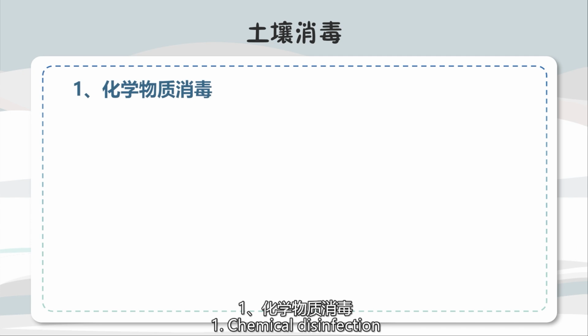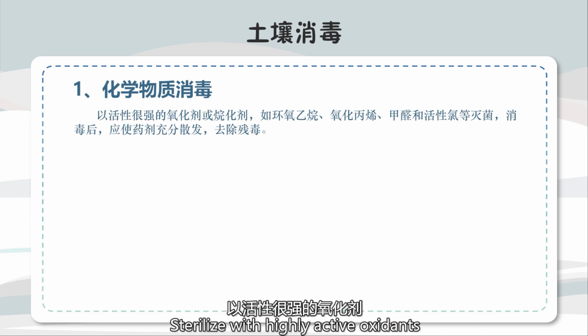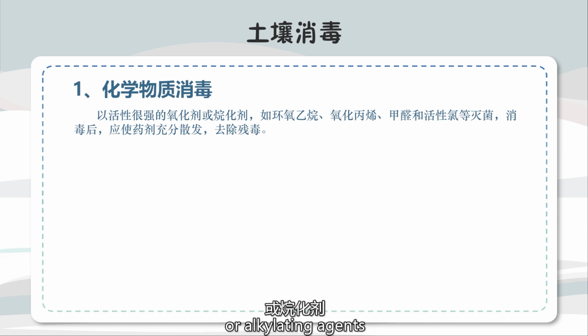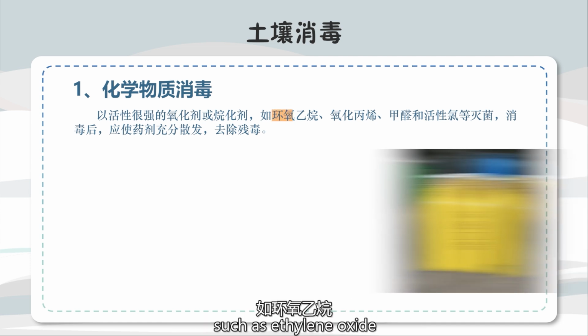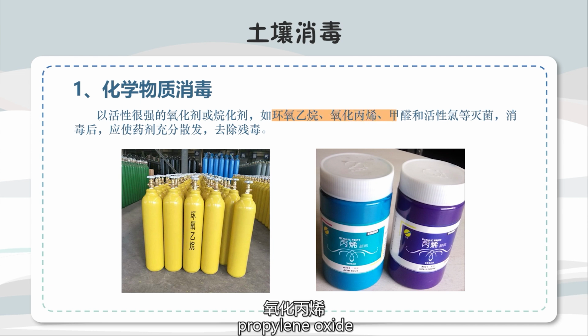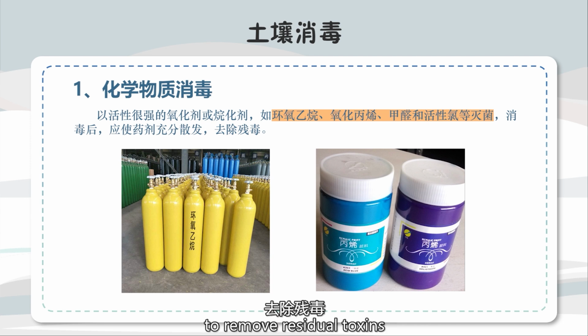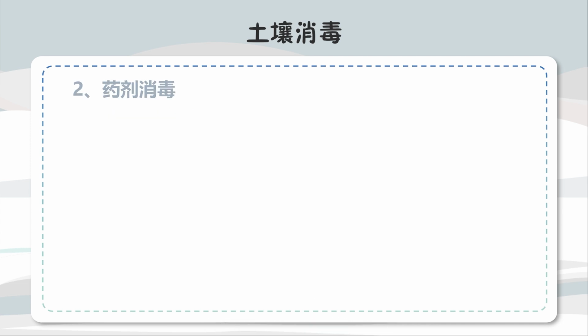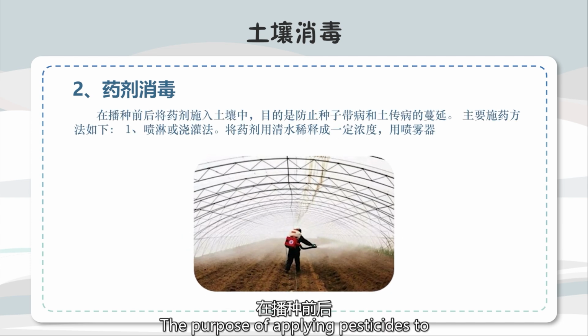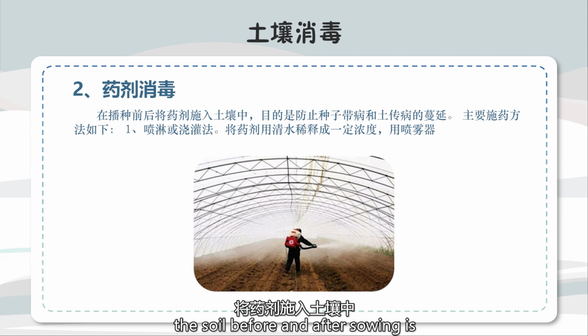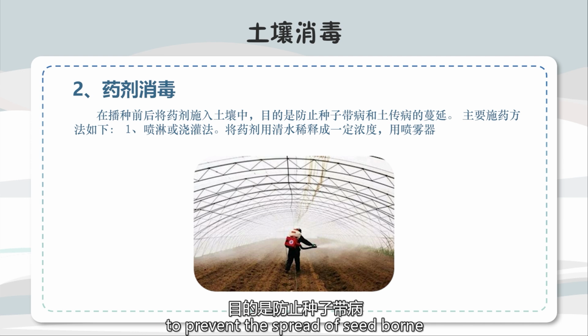1. Chemical disinfection. Sterilize with highly active oxidants or alkylating agents, such as ethylene oxide, propylene oxide, formaldehyde, and active chlorine. After disinfection, the drugs should be fully dispersed to remove residual toxins. 2. Pharmaceutical disinfection. The purpose of applying pesticides to the soil before and after sowing is to prevent the spread of seed-borne and soil-borne diseases.